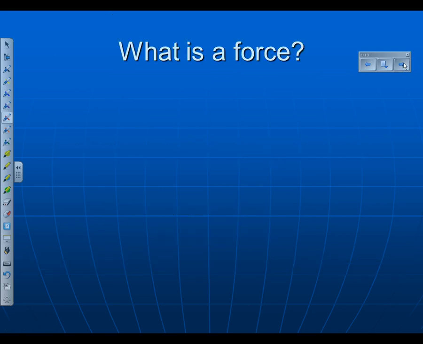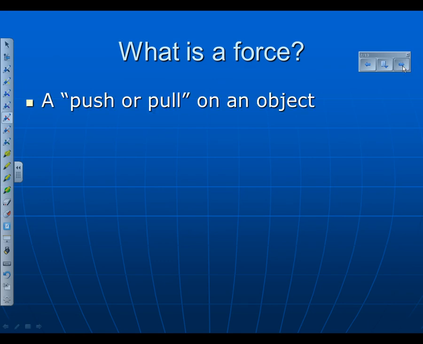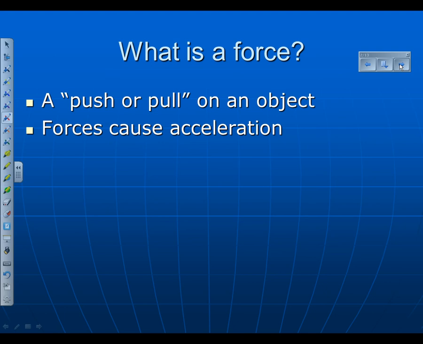So, let's start with this. What is a force? If I give you that question on a quiz, most of you can probably come up with an answer for me. It would probably sound something like this. A force is a push or a pull. And that's great. But we're more interested in what forces do. Because remember, we're trying to explain why certain things are happening. So, a more descriptive definition of force would be forces cause acceleration.